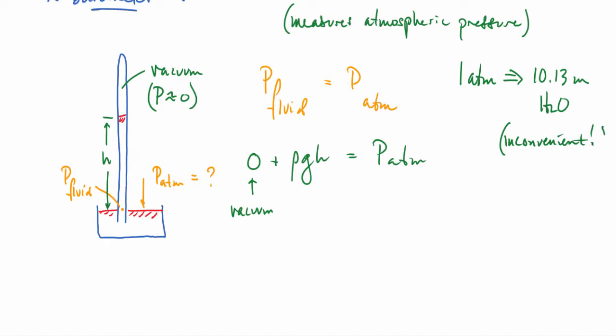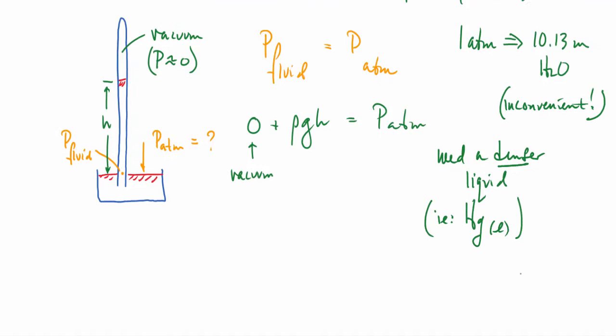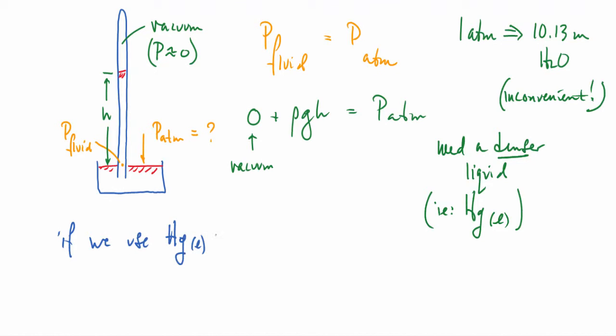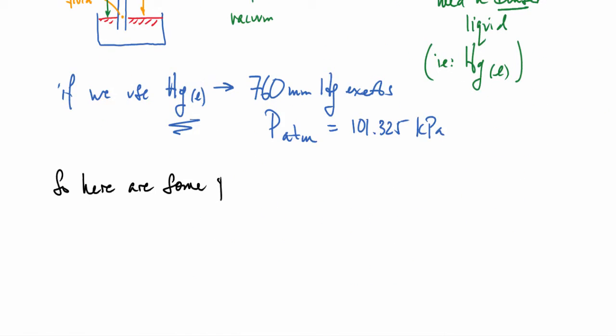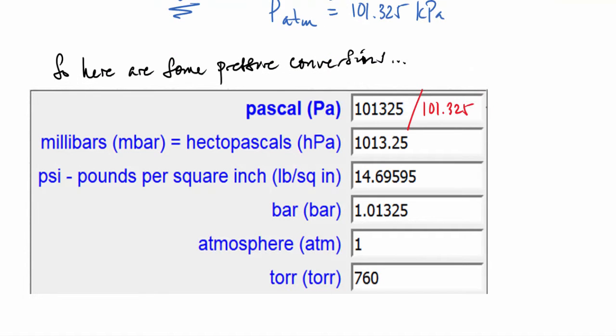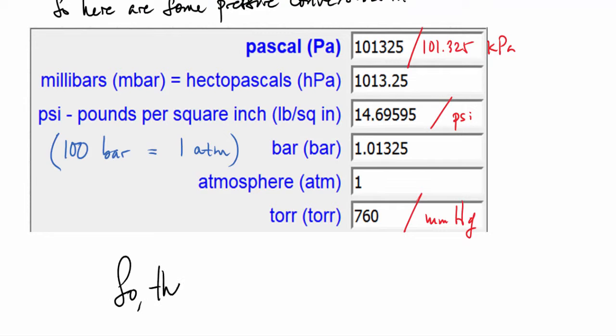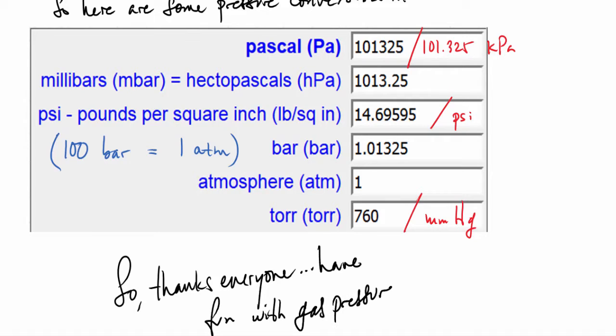Remember that 1 atmosphere, if you were to do this calculation, works out to about 10.13 meters of water. It's a bit tall, so you need a denser liquid, and we use mercury for this one. If we do use mercury, the column of mercury is just 760 millimeters in height. So 760 millimeters of mercury exerts 1 atmospheric pressure, or 101.325 kilopascals. Here are some more pressure conversions: pascals, millibars, psi, bars, atmospheres, and torrs. All of these are equivalent to 1 atmosphere. A torr is a millimeter of mercury, and there are 100 bars in an atmosphere, 14.7 pounds per square inch.